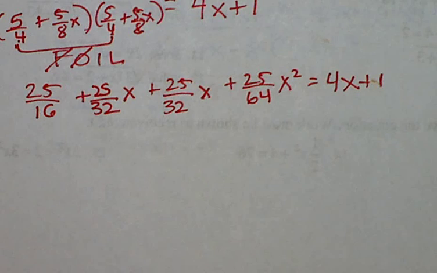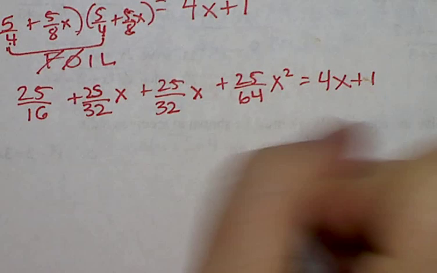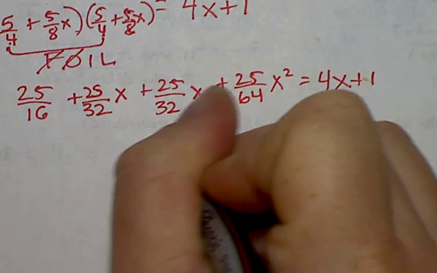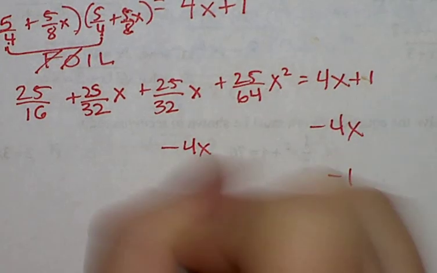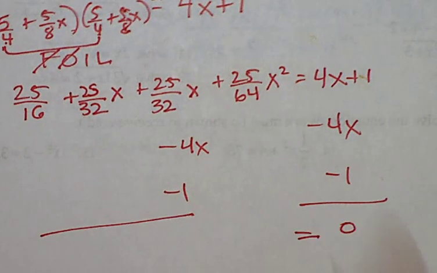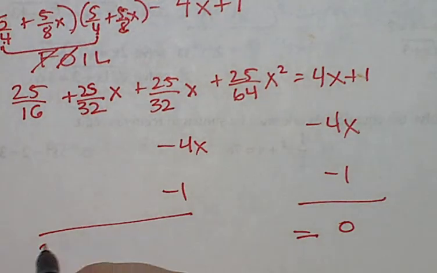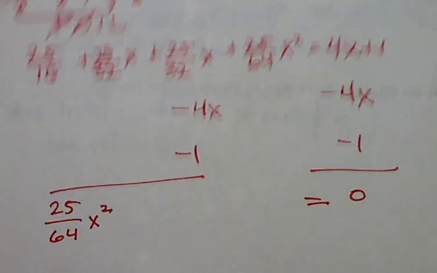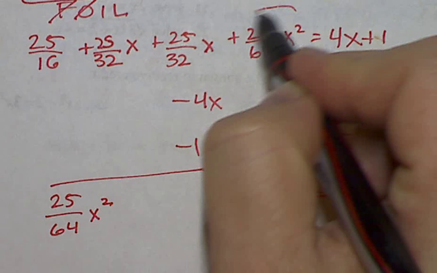All right, you're going to grab the calculators for me. Are you ready? I'm going to move everything to this side. So I'm going to subtract a 4x and then I'm going to subtract a 1, leaving me nothing on the right-hand side. Now I'm going to combine like terms here. I have 25 over 64 x squared. Okay, got that. So I've taken care of the only term that has an x squared.